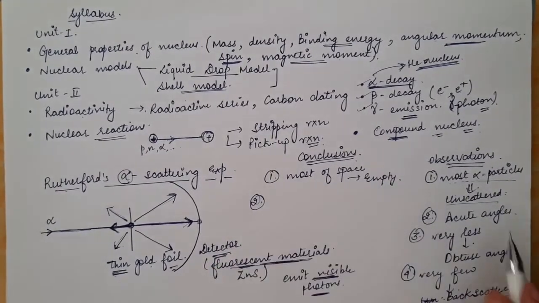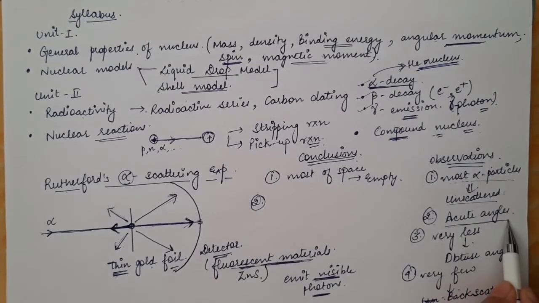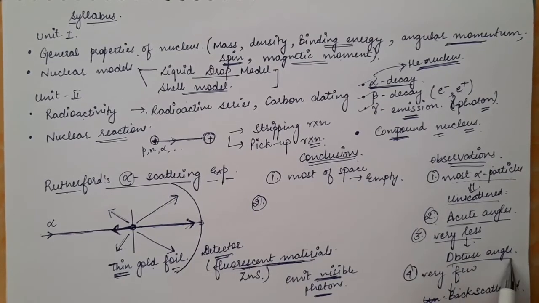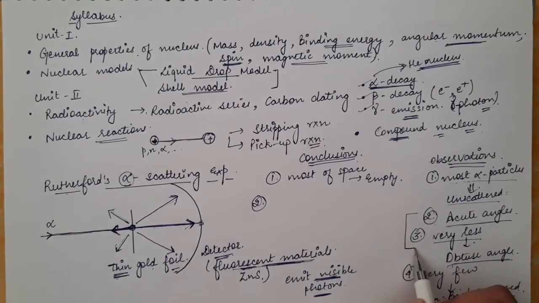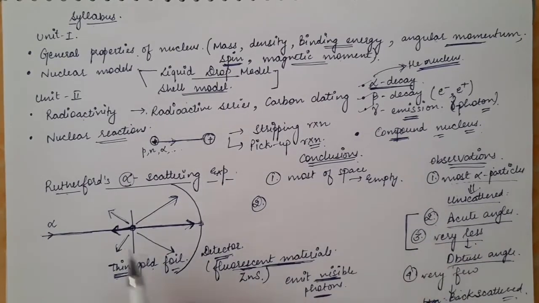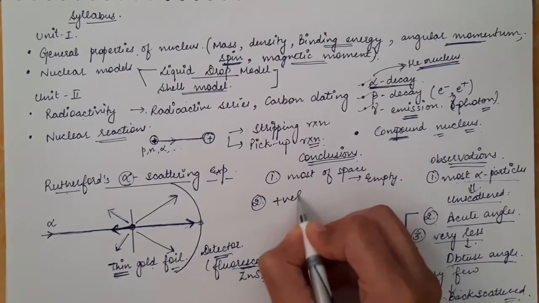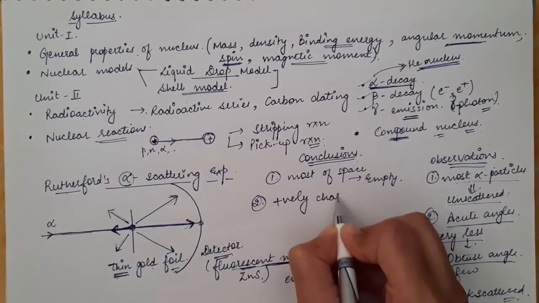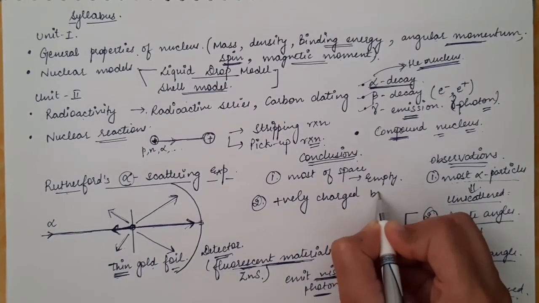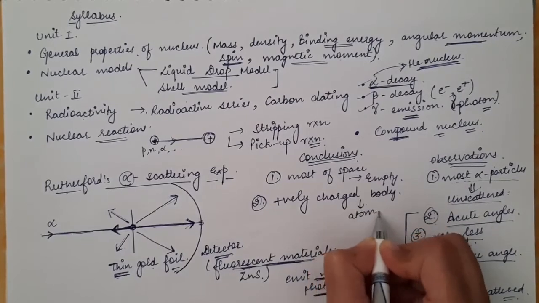Second conclusion: since some of the alpha particles were scattered at acute angles and some were scattered at obtuse angles, that is, they changed their path, it means that there is some positively charged body or positively charged mass present in the atom.